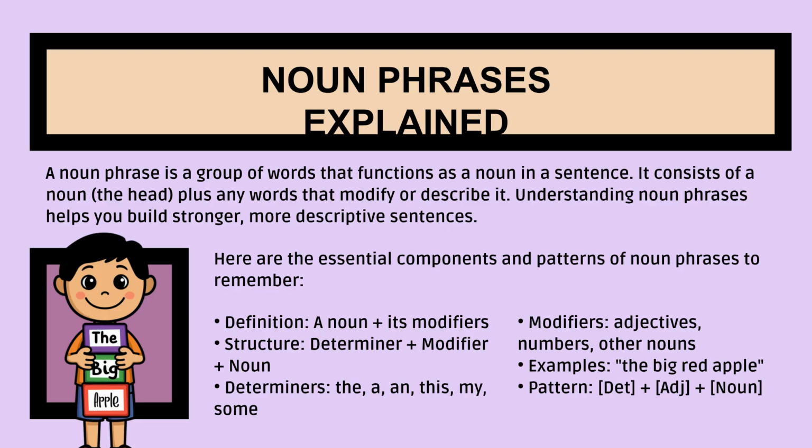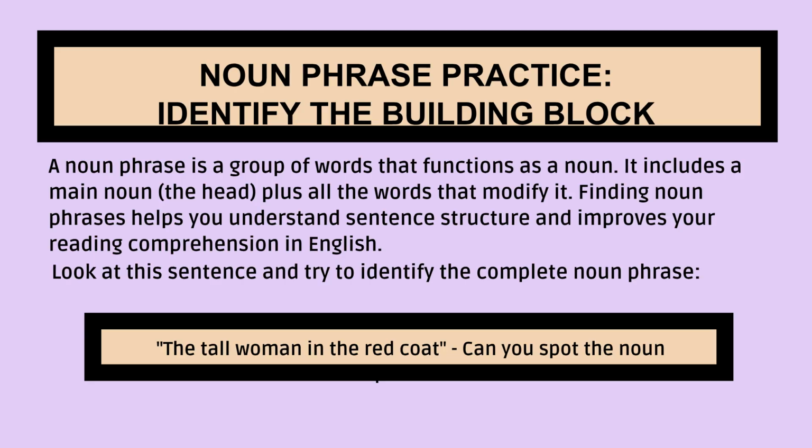Let's begin with noun phrases. A noun phrase is a group of words that functions as a noun in a sentence. It includes a main noun and all the words that describe it. For example, the tall building, a very happy child, my best friend. These combinations help you create more descriptive and meaningful sentences. Understanding noun phrases allows you to express ideas with more detail and clarity.